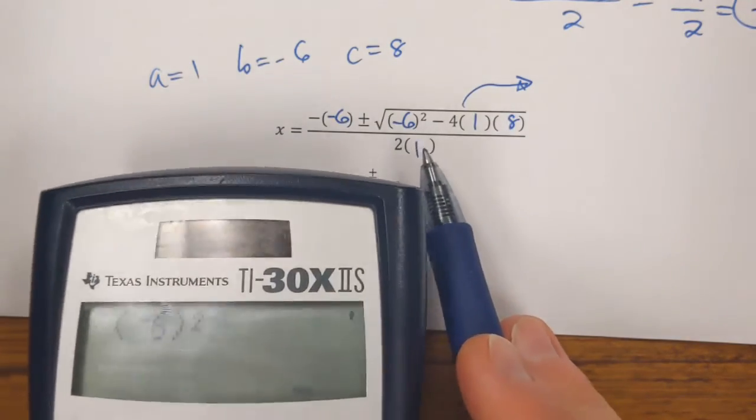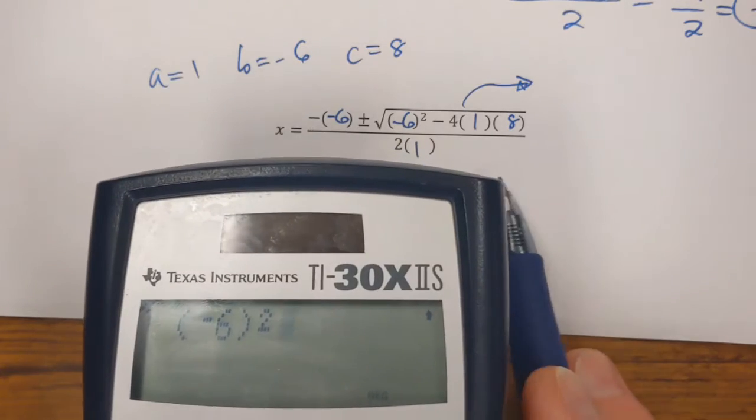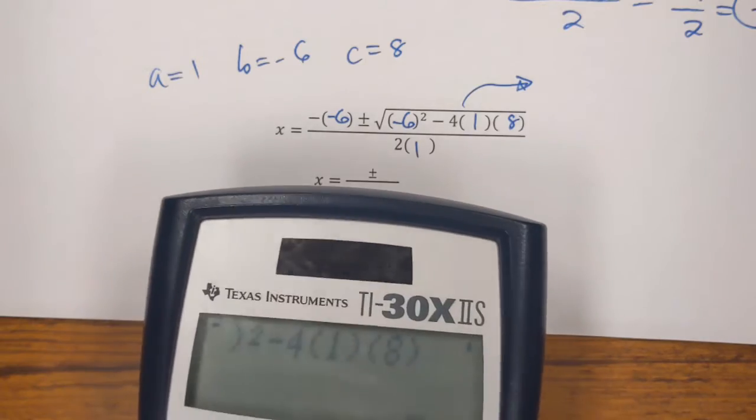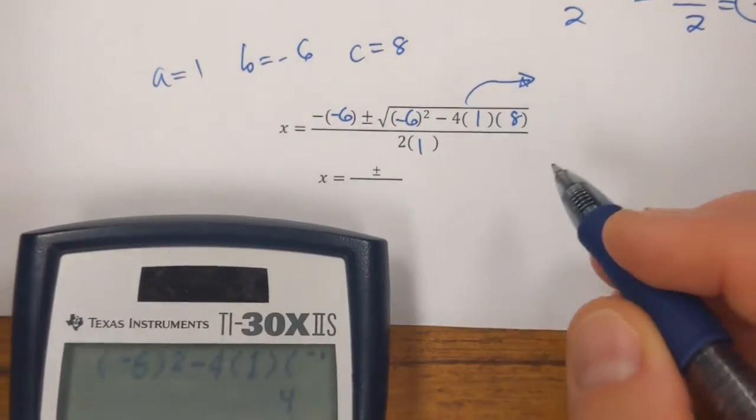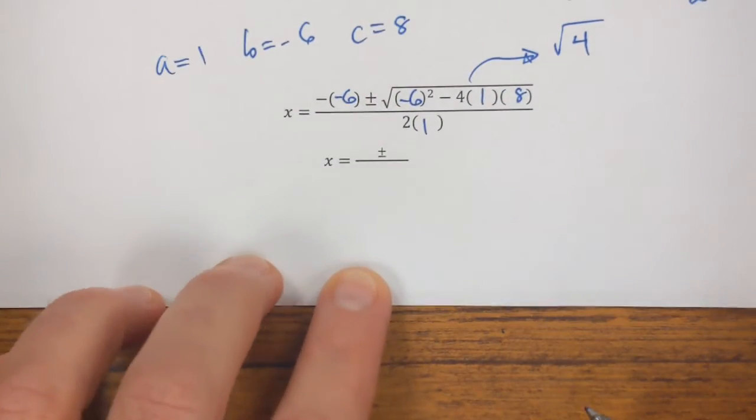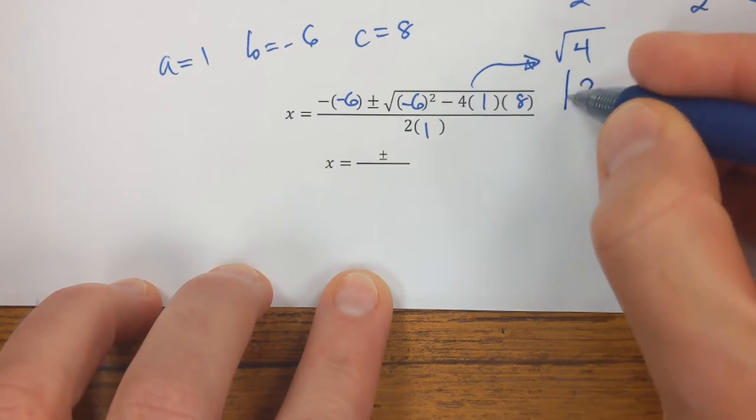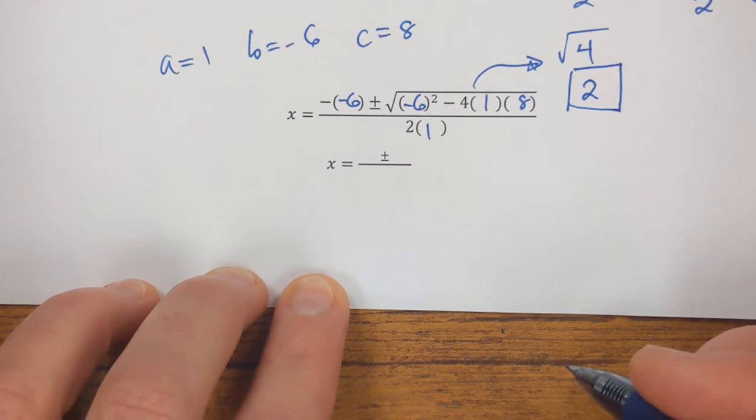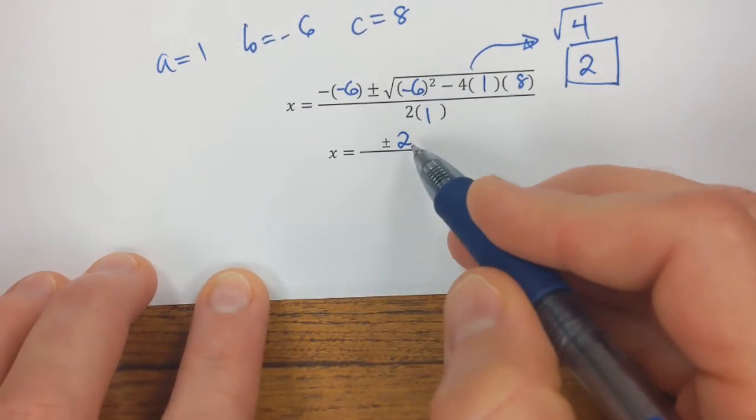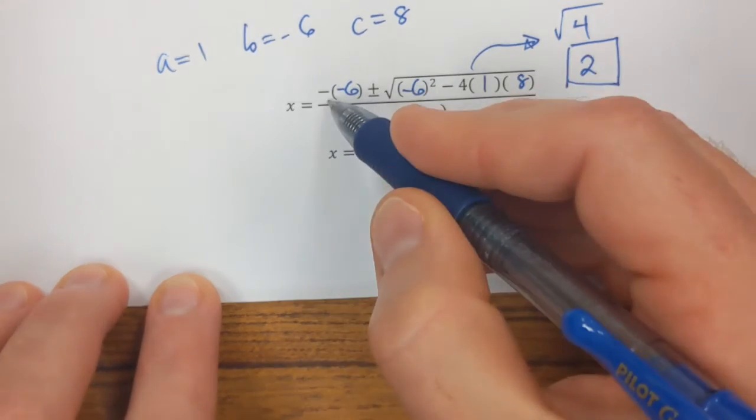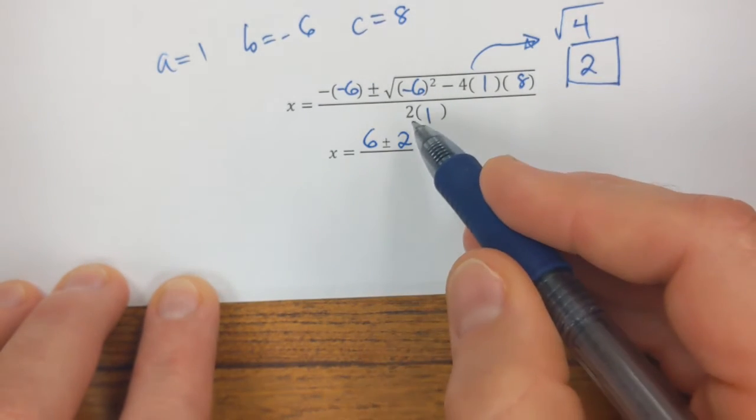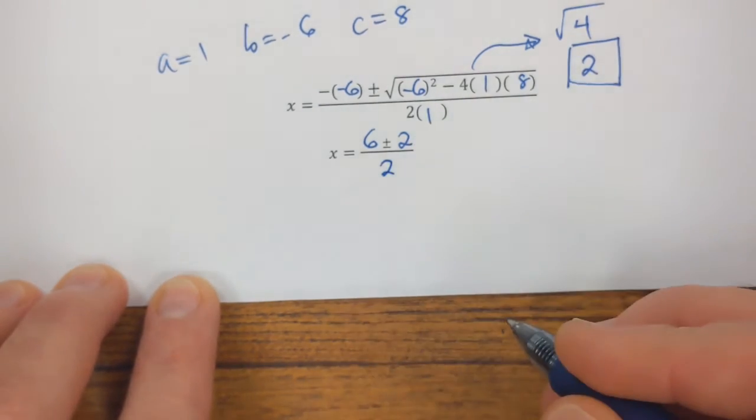A reminder, I like to do this all in one step: -6 squared minus 4 times 1 times 8. Everything inside the square root turns out to be 4, but I have not taken the square root yet. So now I need to make sure I take the square root. The square root of 4 is 2. This entire square root simplifies to 2, so I'm going to place the 2 right here. Here I'm going to take the opposite of -6, which is +6, and on the bottom, 2 times 1 is 2.